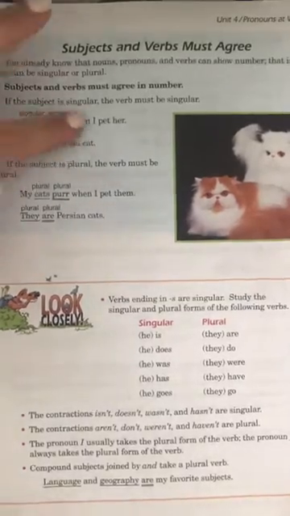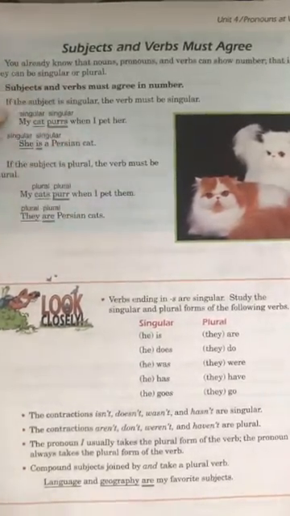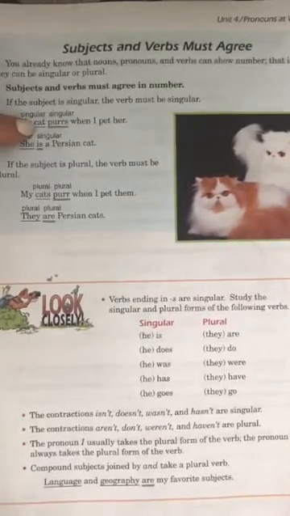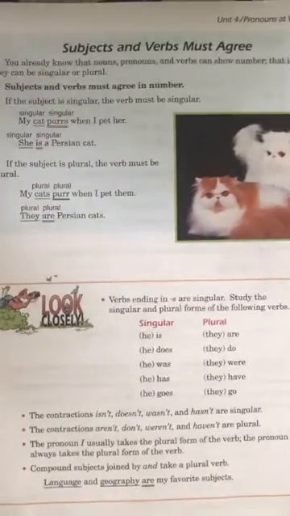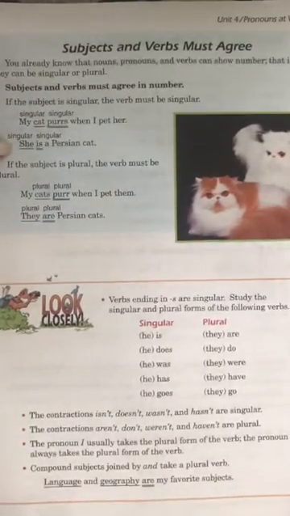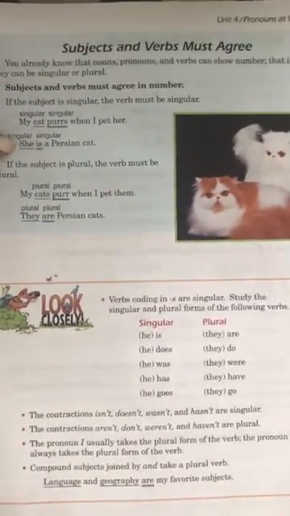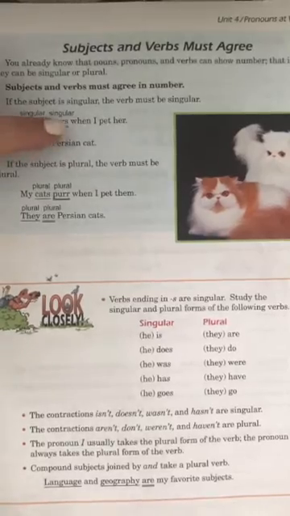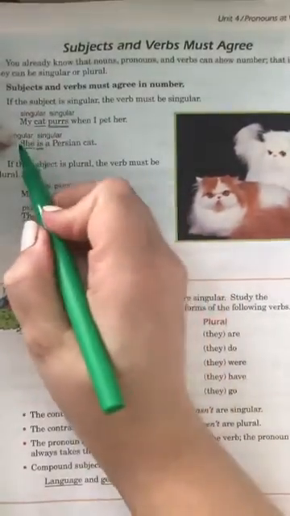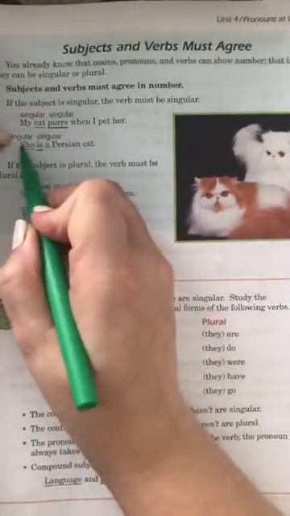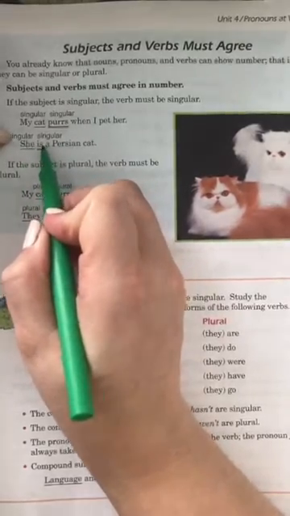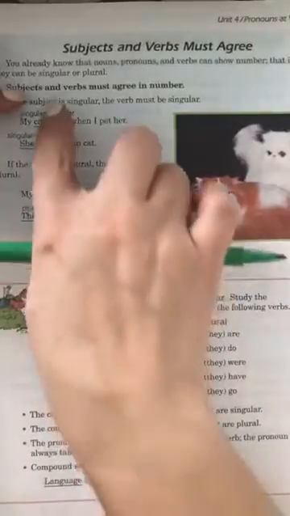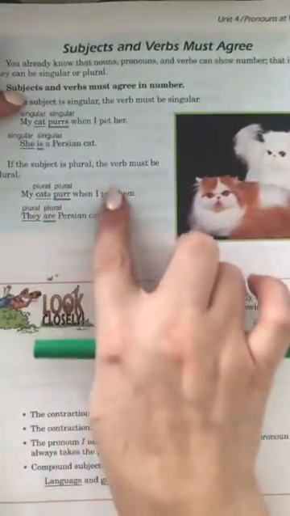So here's a little example here. My cat, talking about one cat, purrs when I pet her. Another singular example. She is a Persian cat. So notice how if they're talking about just one, she, then that means the verb also has to be talking about just one. And we're going to see the opposite here.